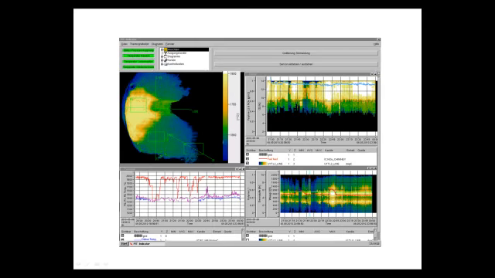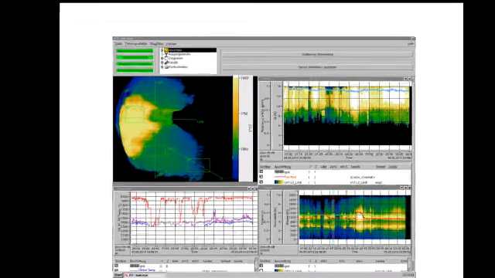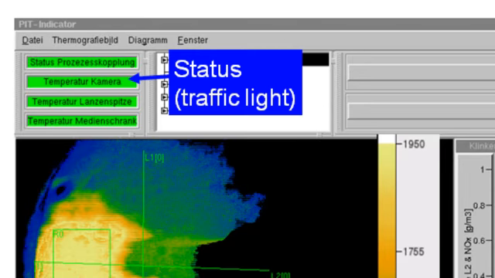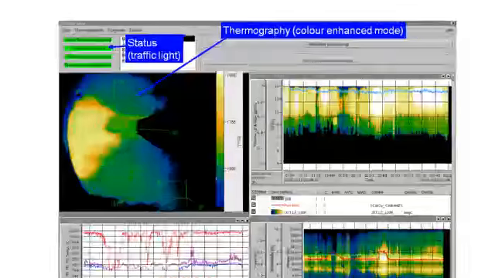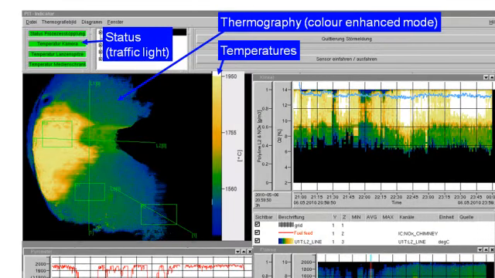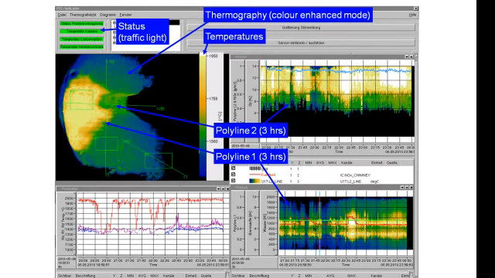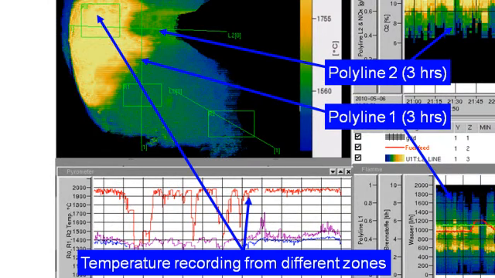Let's have a look at another thermography. On the top and the left side you see the status of several signals, for example the temperature of the sensor tip. This is indicated as a traffic light, so it will change to yellow or red if the temperature goes over a certain level. You also see the thermography with the temperatures and 2 polylines over 3 hours of recording the temperature distribution alongside the polyline. The temperature recordings from the different regions of interest, which are drawn into the picture as squares, are shown in the lower left side.